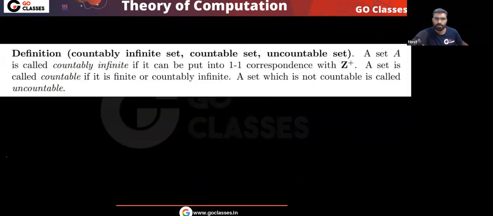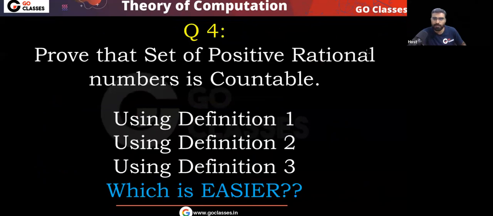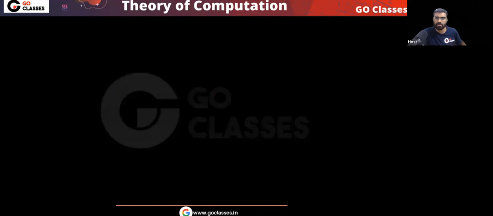Now let's move on. Prove that positive rational numbers are countable. In this, again, you will appreciate definition 3. I want to prove that the set of all positive rational numbers is countable. What are positive rational numbers? Please tell me. What is the definition of a positive rational number?